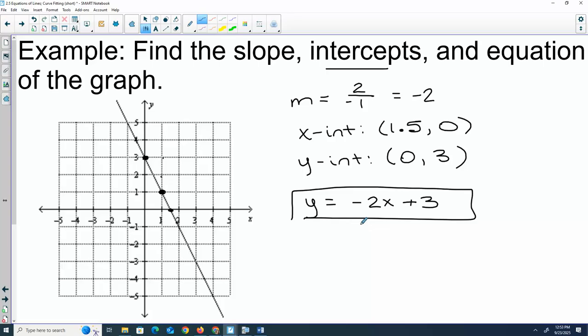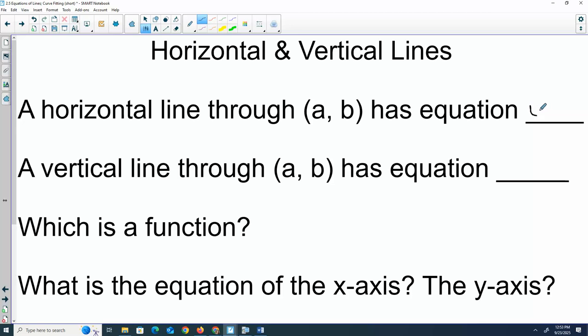Y equals a number. So if it goes through a point (a, b), it's always y equals the y value of that point. So it would just be y equals b, whatever the y value is. A vertical line, we know that's when slope is undefined. Equation is always x equals a number. What would this one have to equal? A, just the x value of the vertex.